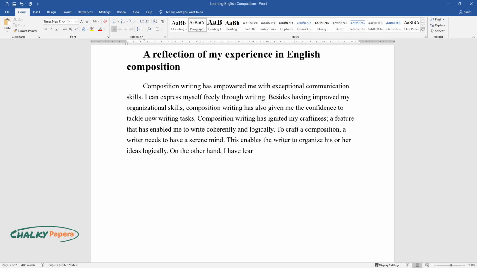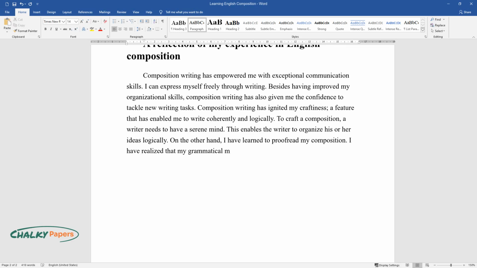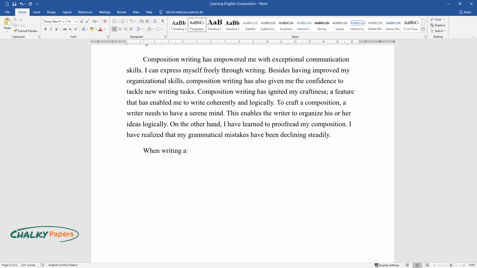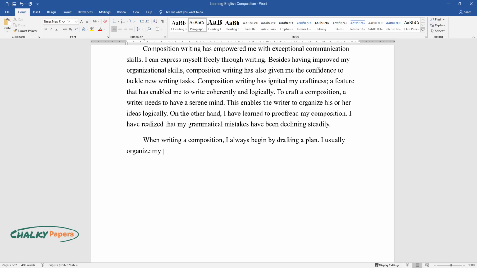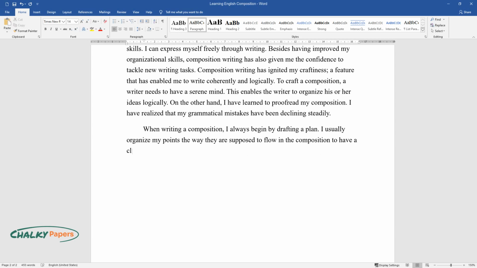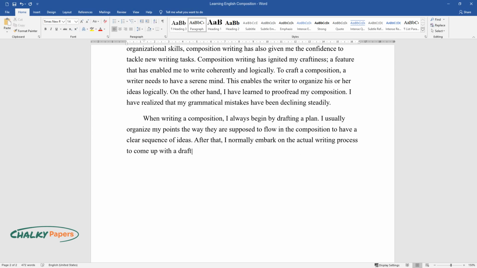On the other hand, I have learned to proofread my composition. I have realized that my grammatical mistakes have been declining steadily. When writing a composition, I always begin by drafting a plan. I usually organize my points the way they are supposed to flow in the composition to have a clear sequence of ideas. After that, I normally embark on the actual writing process to come up with a draft.